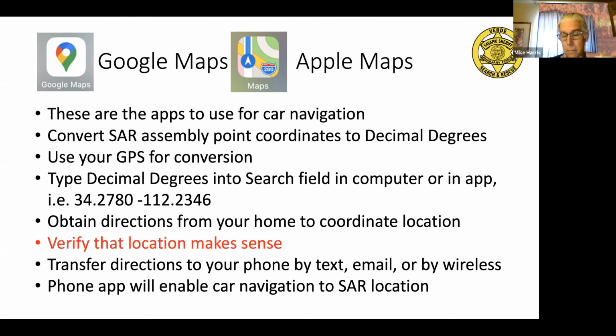Once you type your decimal degrees into Google, that's the one I'm going to use, you can transfer directions directly to your phone from your Google on your computer by text, email, or by wireless. And the phone app will enable car navigation to your search and rescue location. This is pretty neat, and I'll show you how this works.